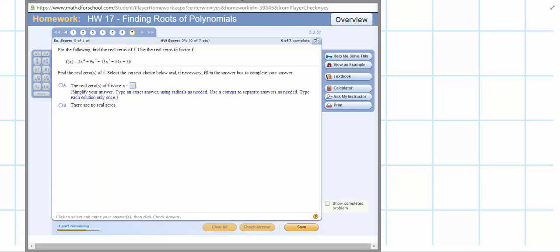I think it's probably one of the more difficult problems in the homework assignment. It's a quartic equation. It's got a leading coefficient that's not equal to 1, and the trailing coefficient, or I'm sorry, this constant here at the end has a lot of factors to it. So let's just get started with this.